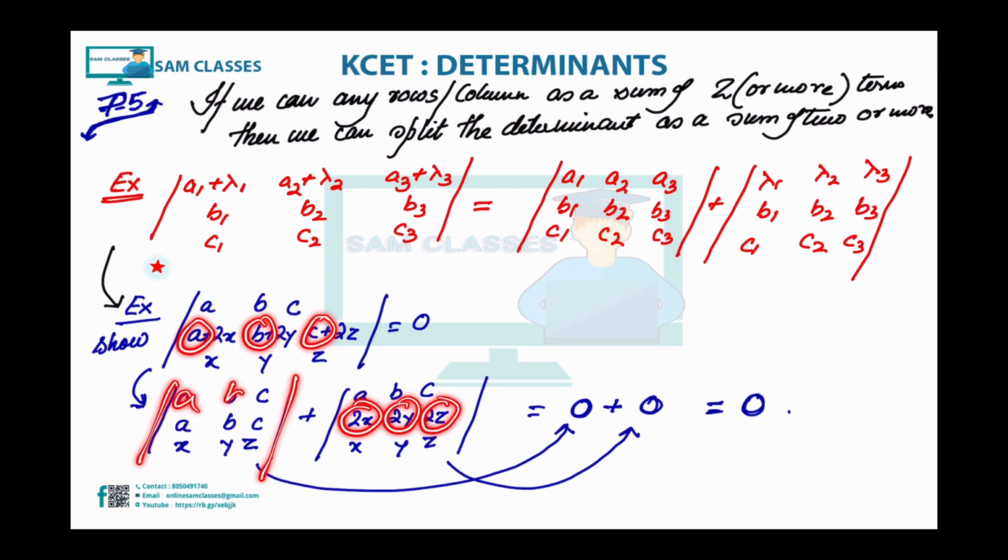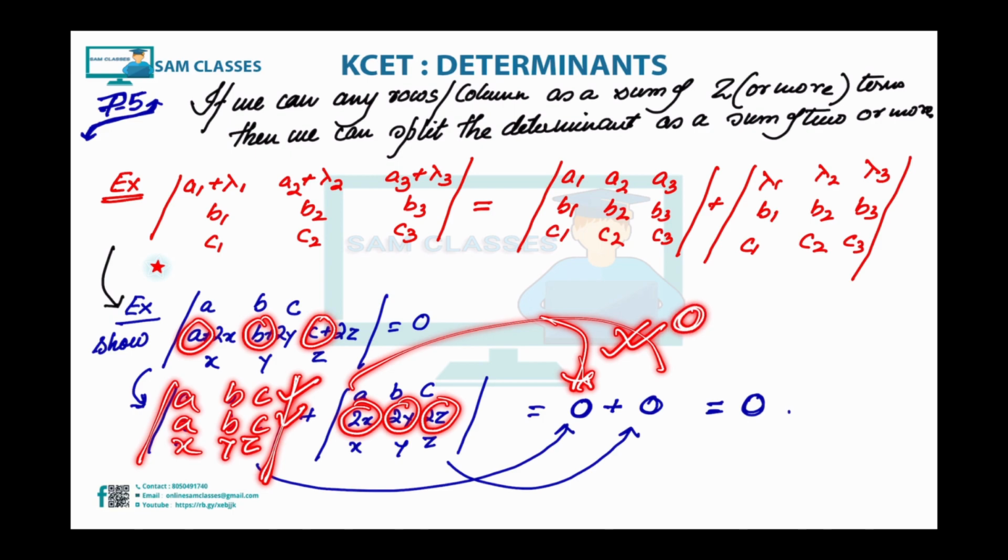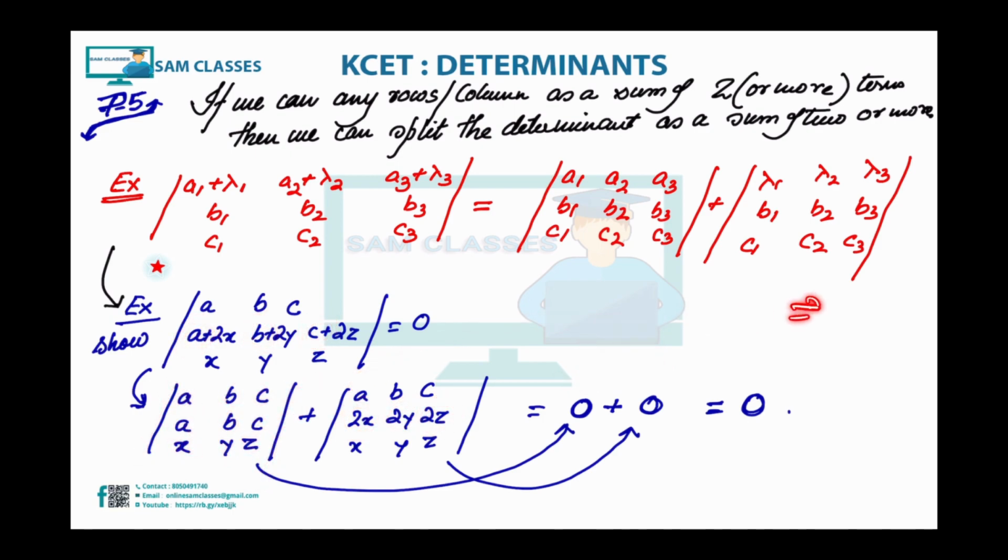So we got the first determinant: a, b, c, and x, y, z. If you can see, row 1 and row 2 are the same. So the value of the determinant is what? 0, students. Correct. If any two rows or columns are identical, then the value of the determinant is 0. So that's why 0 here.